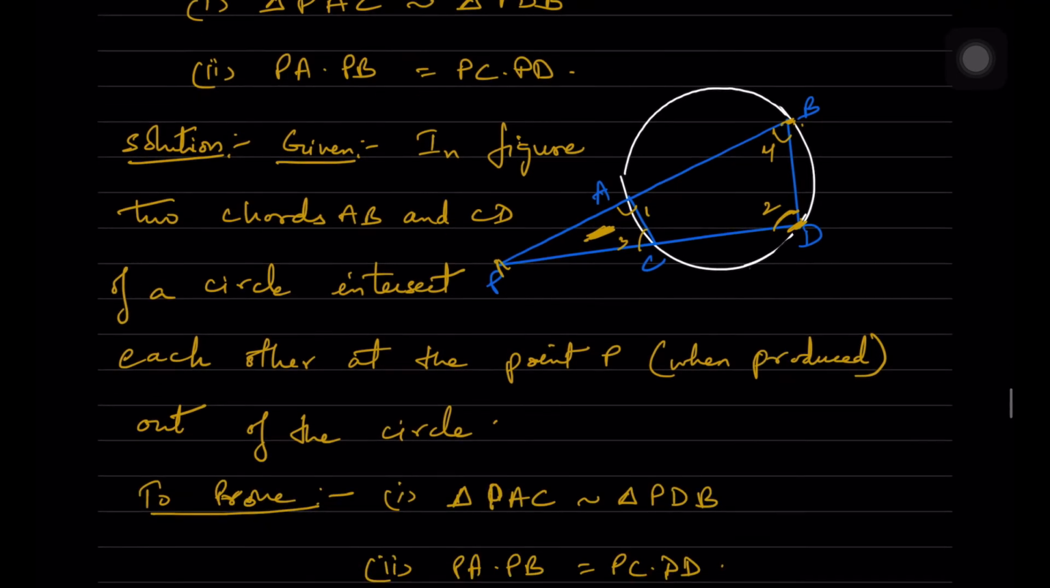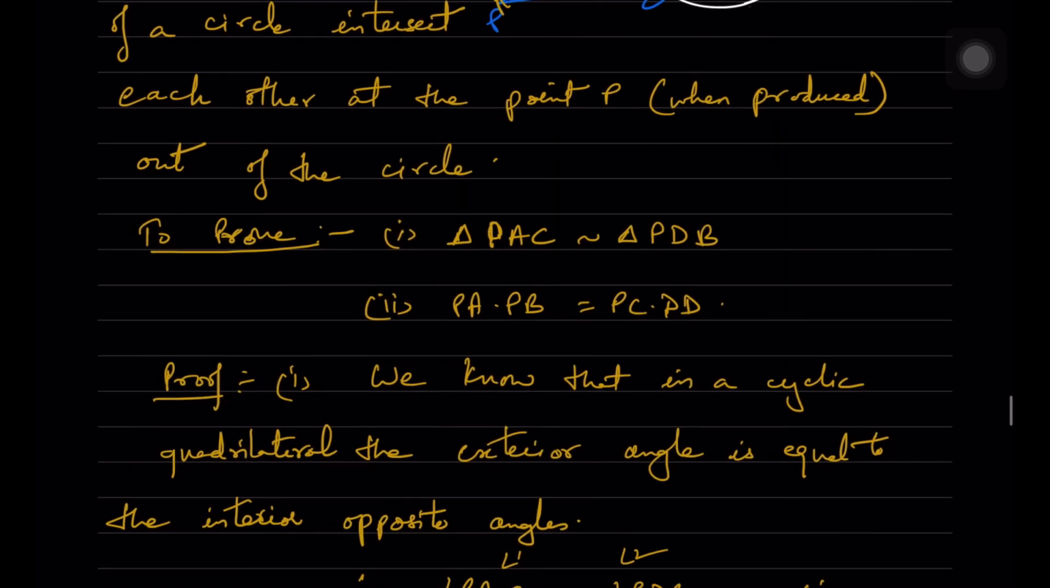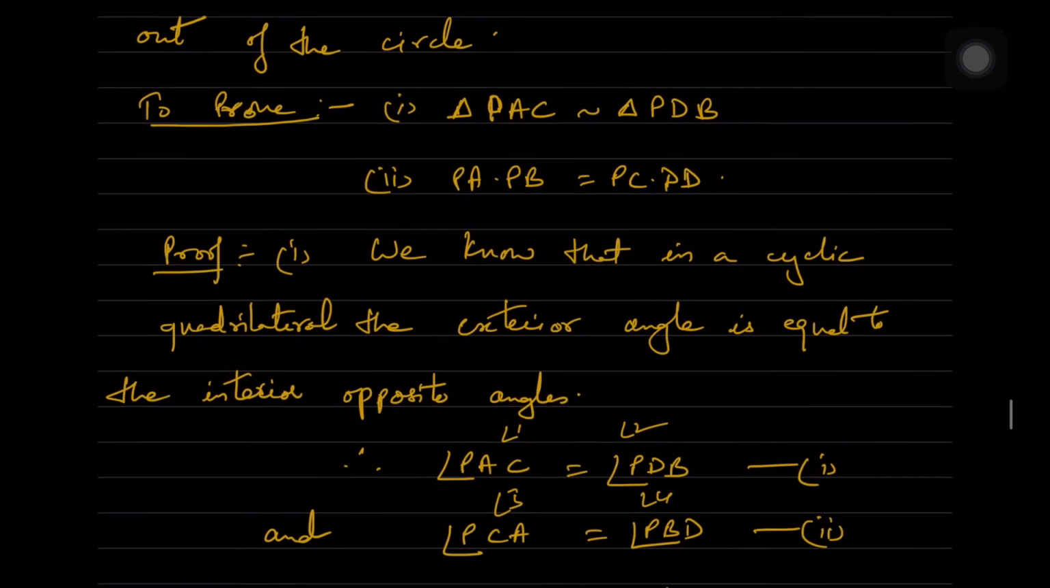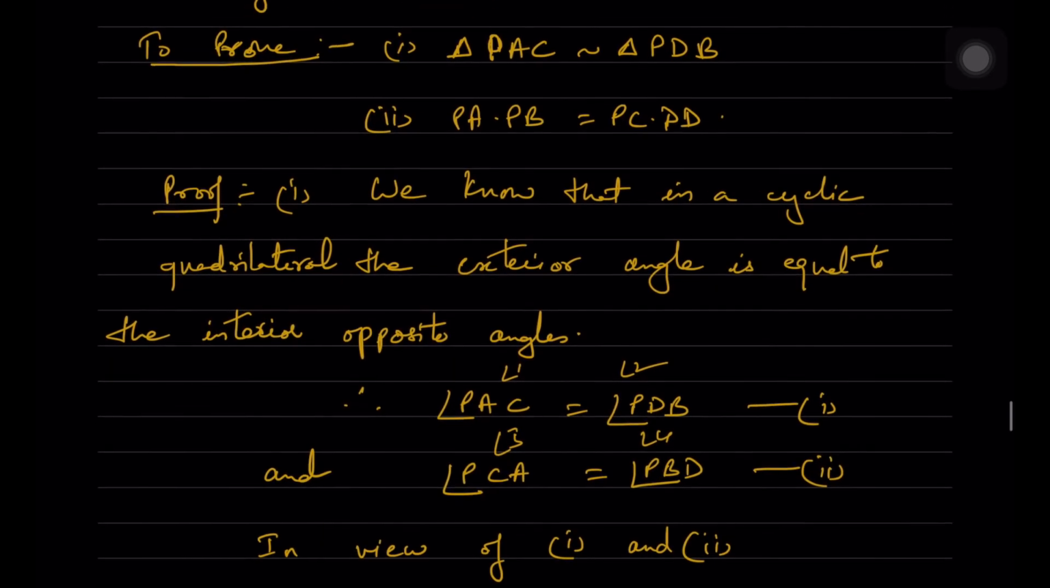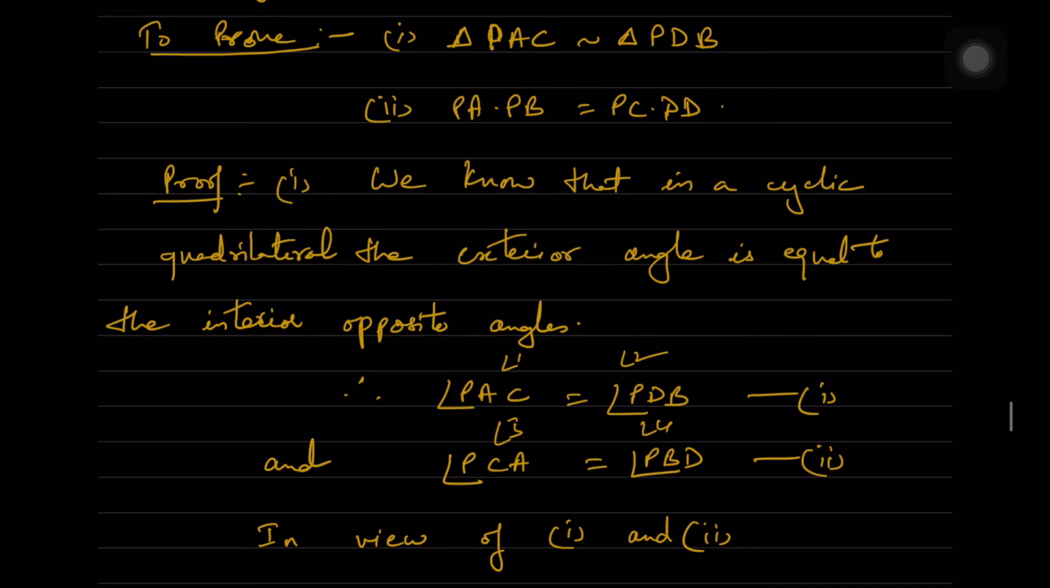Now in the given figure, two chords AB and CD of a circle intersect each other at the point P when produced out of the circle. So what we have to prove? That we have to prove that triangle PAC is similar to triangle PBD. PAC is this smaller triangle and PDB is the bigger one. So therefore we also have to prove that PA into PB is equal to PC into PD. So we know that in a cyclic quadrilateral, the exterior angle is equal to the interior opposite angle.